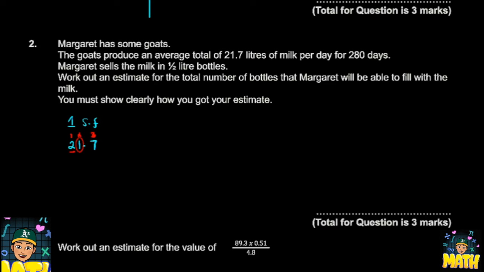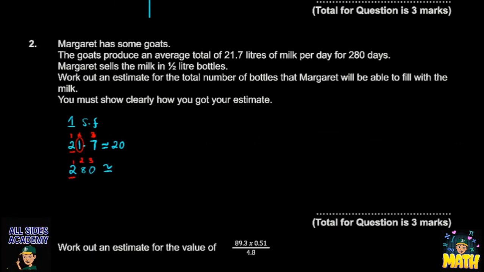In this case, we need to round, or estimate, this to one significant figure. So 21.7 will be given as 20. 280... 1, 2, 3. So the 1, 2, and 3 are the significant figures, all right? We always start counting from the left-hand side. So we'll have that as 300. And then we are going to use that in the calculation.